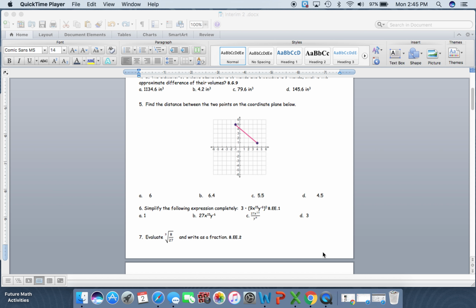Number 5. Find the distance between the 2 points on the coordinate plane below. A. 6. B. 6.4. C. 5.5. D. 4.5.